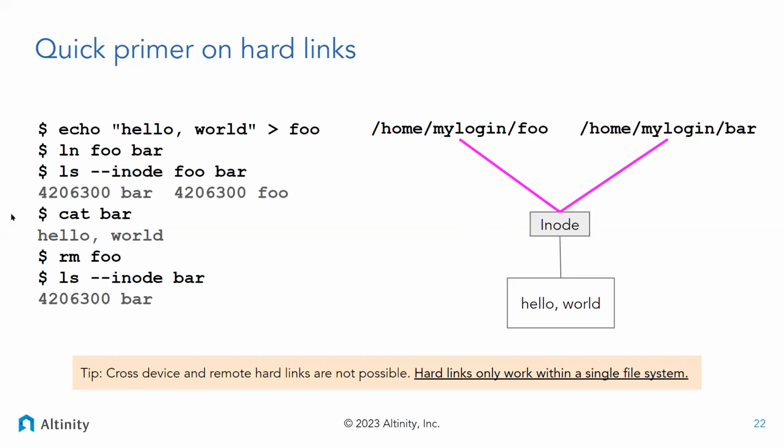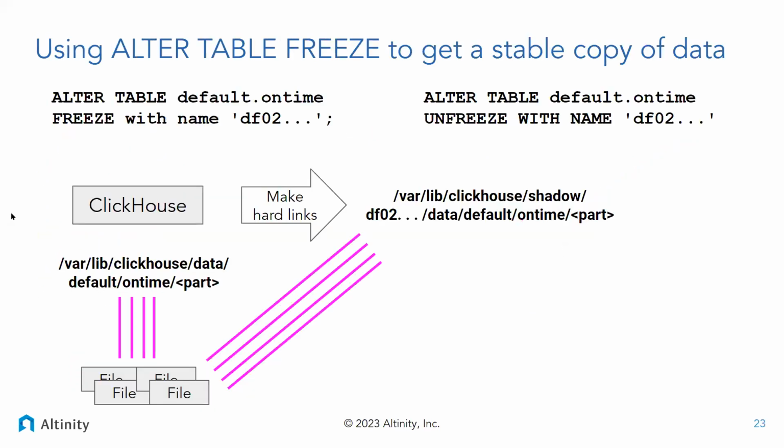So how can we use this feature? Because you'll see it coming up. One important way that this comes up, that is important to understand if you do backups, is this command called alter table freeze. What this does is give you a snapshot of a table that is stable. In other words, things won't change. Files won't get deleted, parts won't get deleted, and new parts won't get added while you're copying it for a backup. So here's an example: if we wanted to back up the default.ontime table, we'd say alter table default.ontime freeze and give it a name.